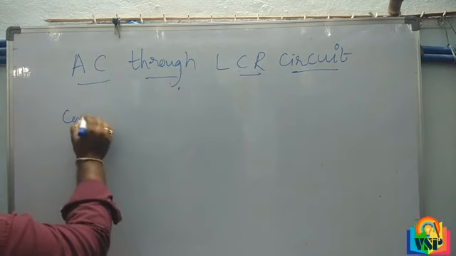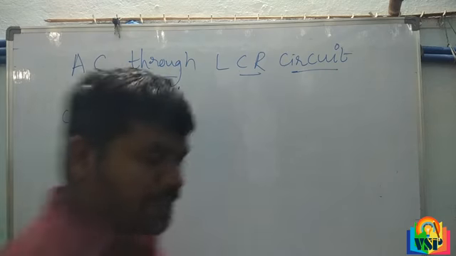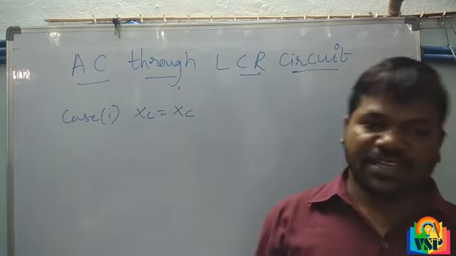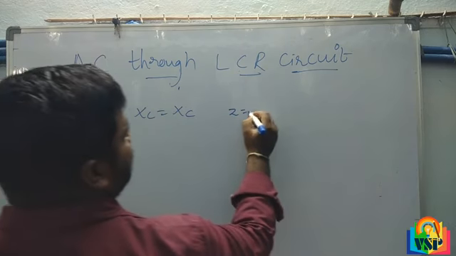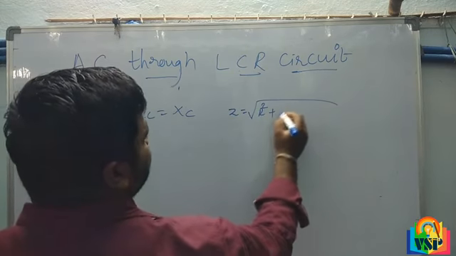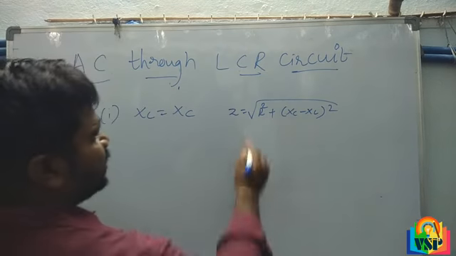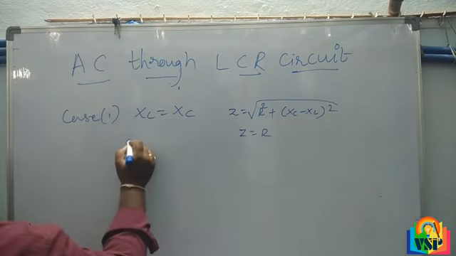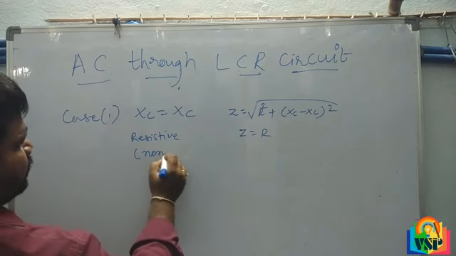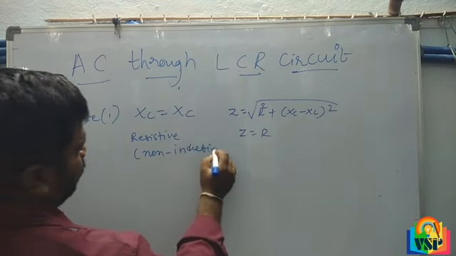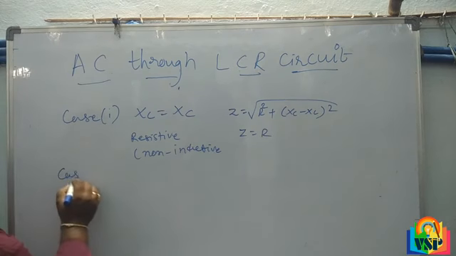Coming to case 1, XL is equal to XC. Capacitive reactance is equal to inductive reactance. In this case, from the impedance, Z is equal to the square root of R square plus (XC minus XL) whole square. By using this, we can get Z is equal to R. So we get a resistive circuit or non-inductive circuit.